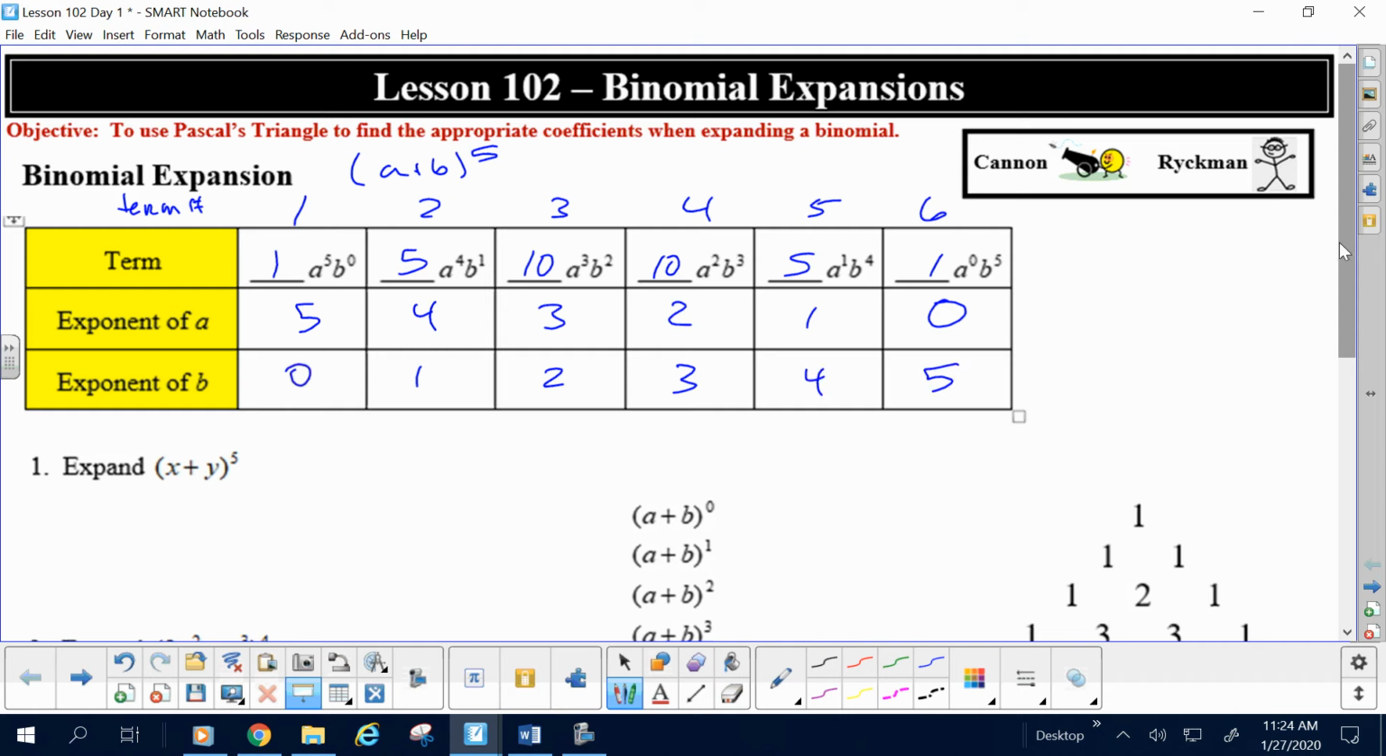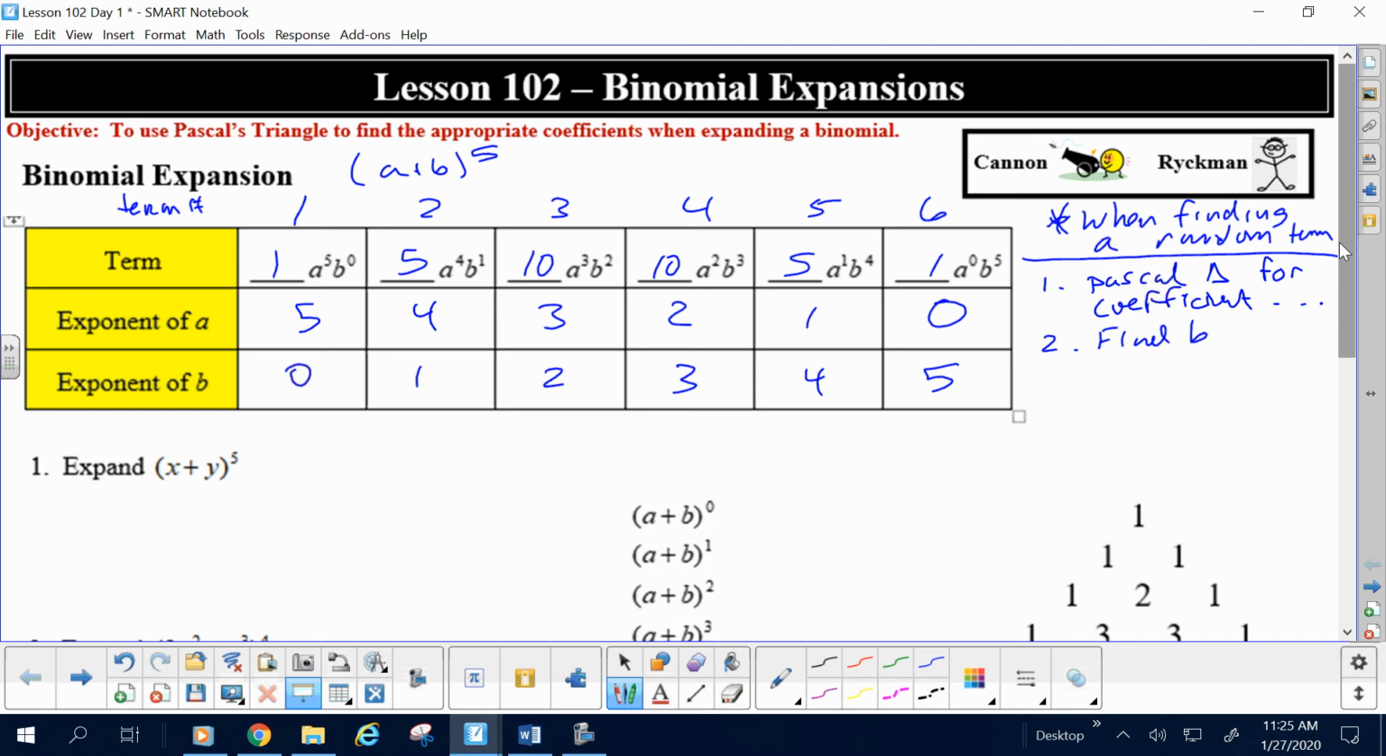Okay, now use that here when finding a random term. Just to review. Now, if I asked you for the 17th term of a plus b to the 28th, okay? The first thing you do is use Pascal's triangle for the coefficient. Now, when you go to find the two variables, you don't do a first, you do b first. You find the b exponents.